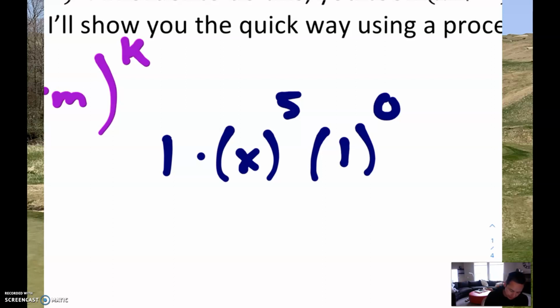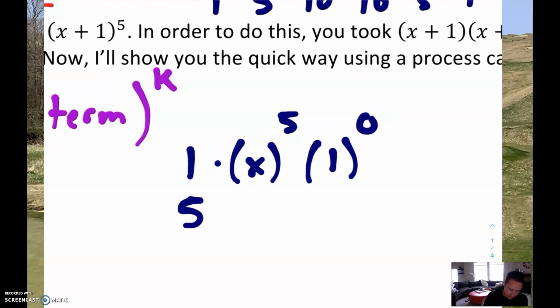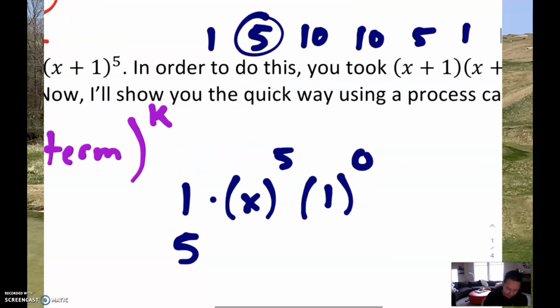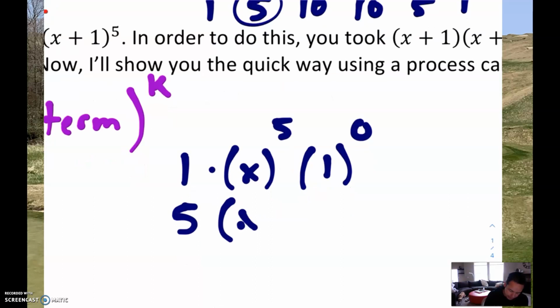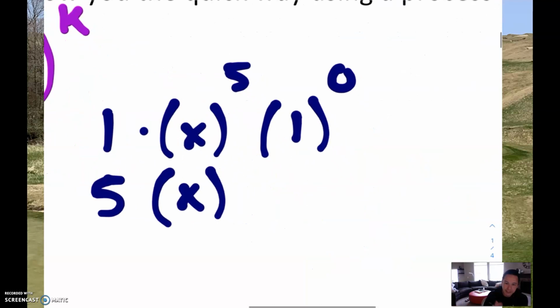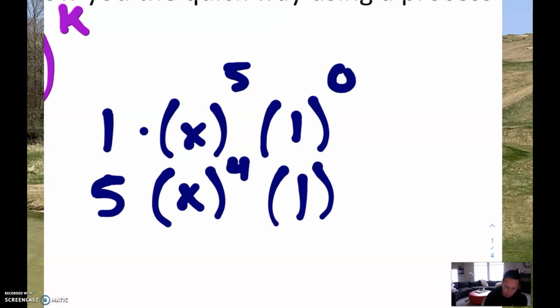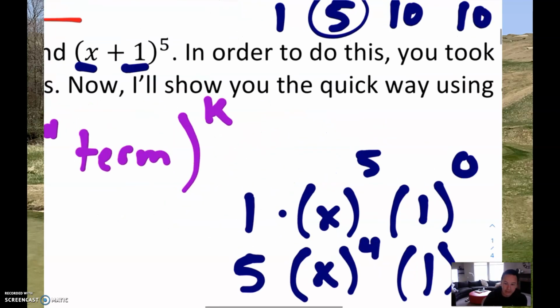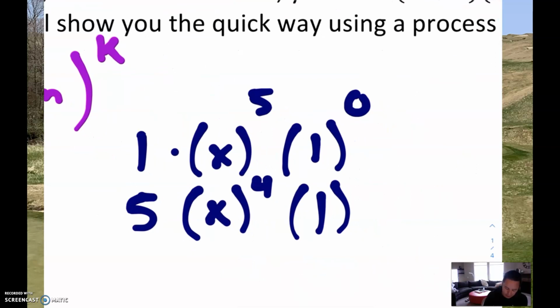To get the next term, we take the next Pascal's number, which is 5. And we're going to take the first term, which was x, and instead of raising it to the 5th power, we're going to drop it down by 1 and raise it to the 4th. And we're going to take the second term 1, that's this 1 right here. That's going to get raised to the 1st power. Now we're counting upwards. 0 is now increasing to a 1. And eventually, those will all get multiplied together.